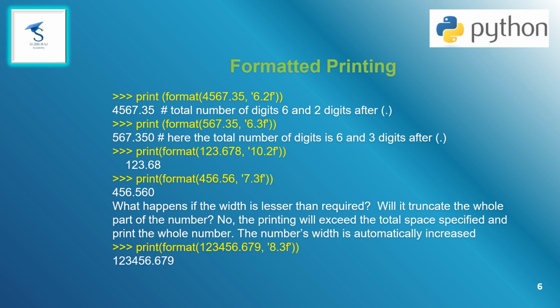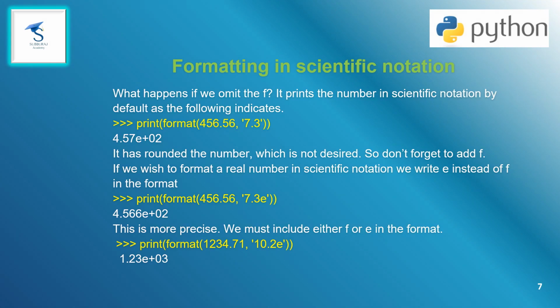So look at the last print statement where we have given 1, 2, 3, 4, 5, 6.679, but we specify only 8.3f. So it exceeds 8 spaces. So the full number will be printed without losing anything.